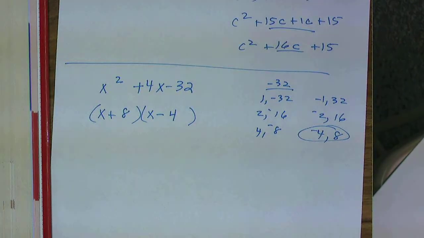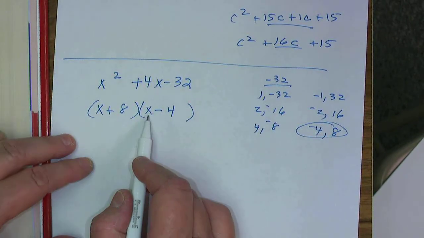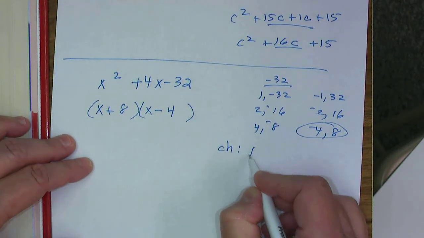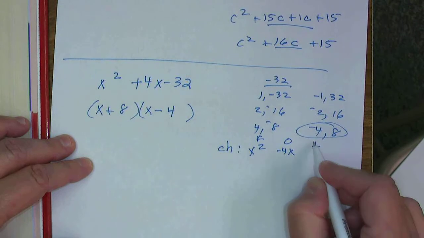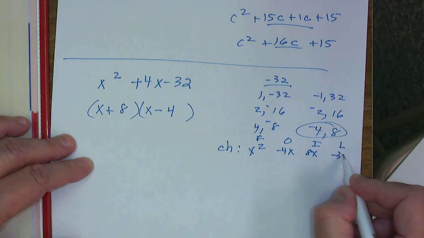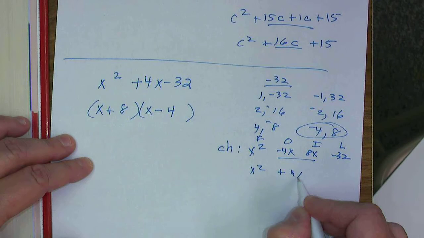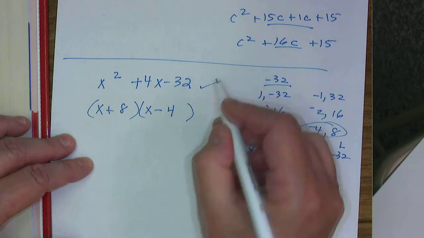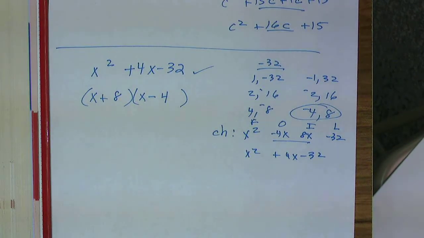Again, I need to double check it, make sure I didn't go too fast and put down the wrong thing. The first are x squared. I'll put my check over here. The outers are negative 4x. The inners are 8x, and the last is negative 32. So when I check that, I get plus 4x minus 32. And I do have the right answer, and that's what you should be checking.